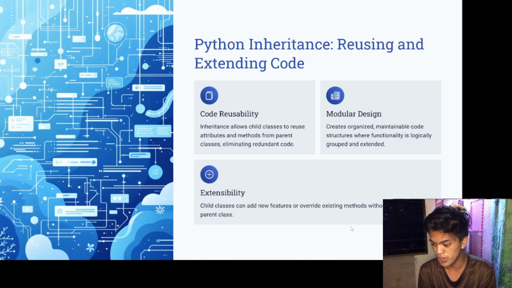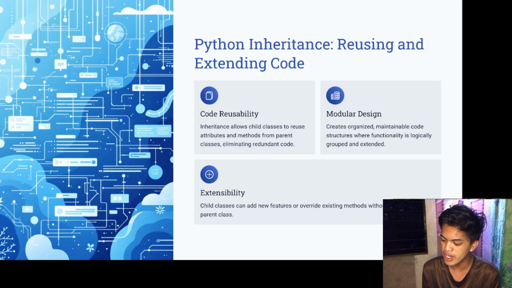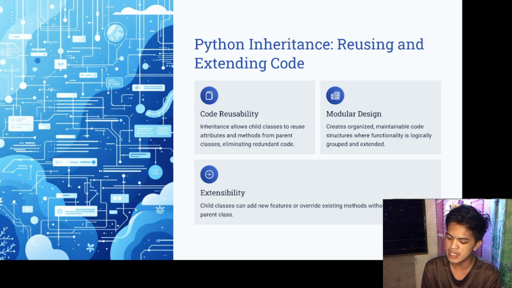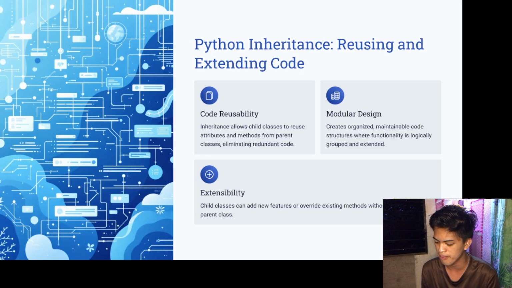Python inheritance: reusing and extending code. Code reusability: inheritance allows child classes to reuse attributes and methods from parent classes, eliminating redundant code. Modular design: it creates an organized, maintainable code structure where functionality is logically grouped and extended. Extensibility: child classes can add new features or override existing methods without modifying the parent class.